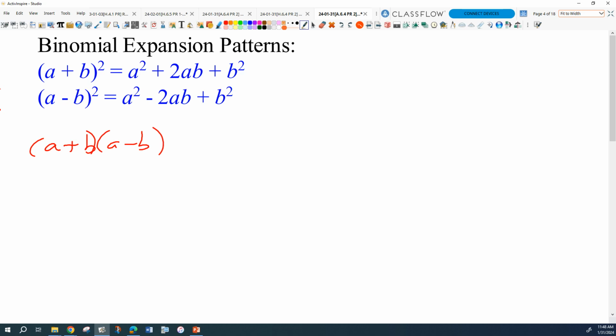Here's what happens if I expand this whole thing out. If I take A plus B times itself, which is just A plus B squared, or A minus B times itself, notice that the first terms are always going to be A squared, and the last terms are always plus B squared. It's the middle term that's going to be different. You're going to end up with three terms in your answer. So how can we remember what the middle term is?